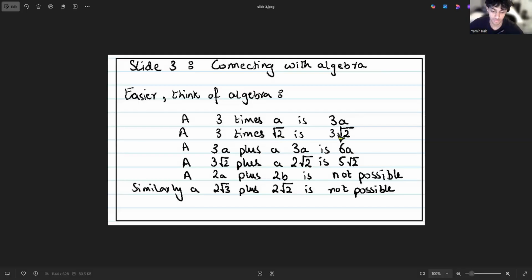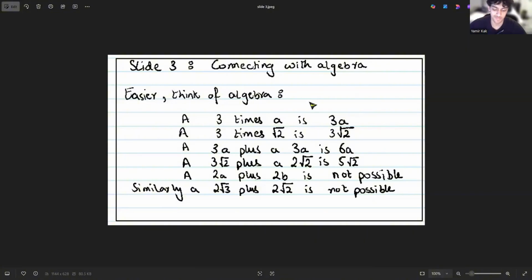We can only combine like terms. So when we put things together in algebra, we can only collect like terms. For example, when we have 3a plus a, it's like saying if we have three apples and then we get one more apple, how many apples do you have, right? It's four apples. In algebra, 3a plus a is 4a. So the example says 3a plus 3a is 6a.